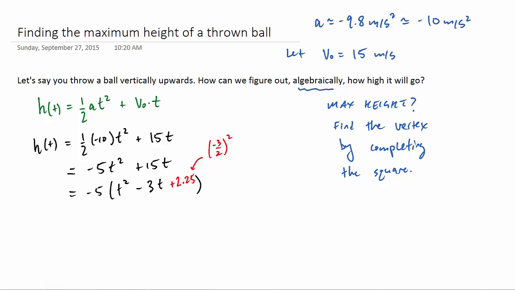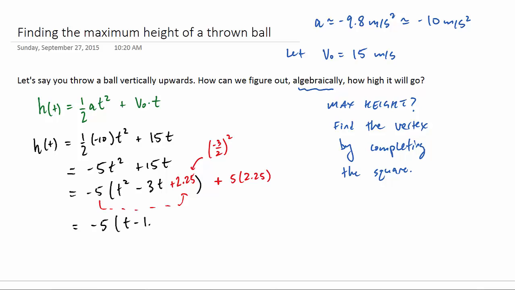But we need to realize that actually it's being multiplied by a negative 5. So to balance the change we just made, we have to do the opposite operation outside the brackets. And now we can factor our perfect square trinomial down. We get 1.5 and 1.5, and outside the brackets we have 11.25.